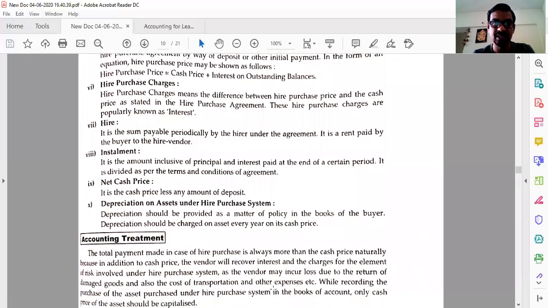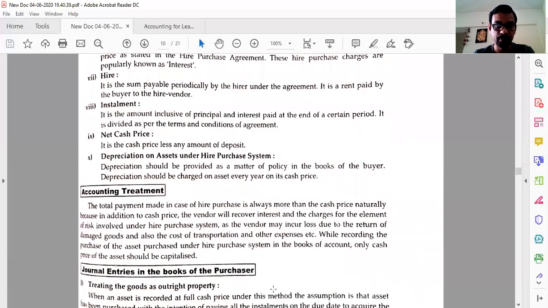It is the sum payable periodically by the hirer under an agreement to the hire vendor. Then the next one is the installment. It is the amount inclusive of principal and interest paid at the end of a certain period. The next one, net cash price. It is the cash price less any amount of deposit. And finally, depreciation on asset under hire purchase system.